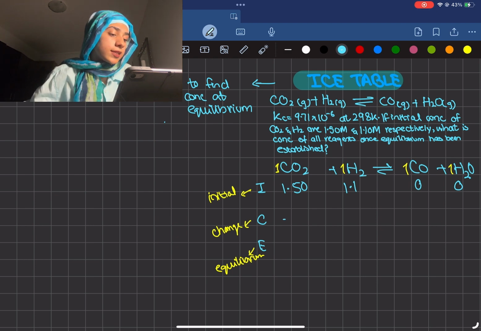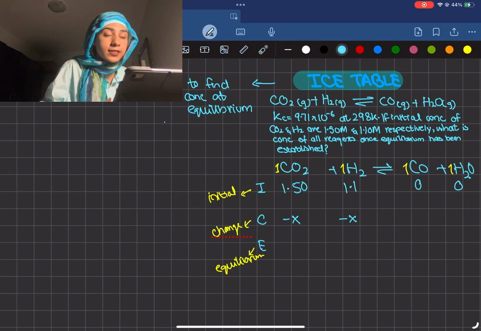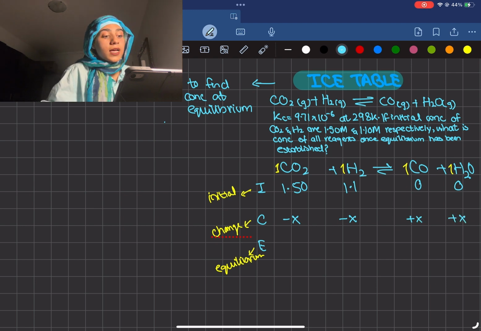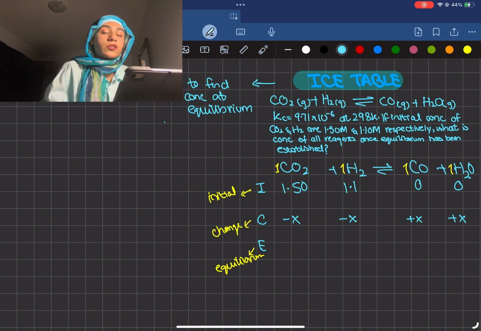So this is going to be negative x, this is going to be negative x. X is the change because we don't know how much is getting used up for us to reach equilibrium, so we just call it x. But we know that it's getting used up because it's a reactant, so we put a minus. And similarly, if your products are going to get made, you put positive x and positive x.